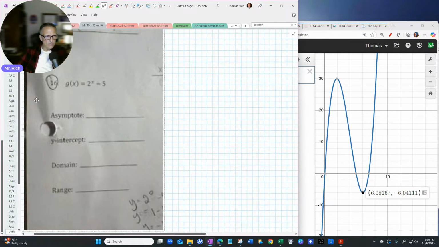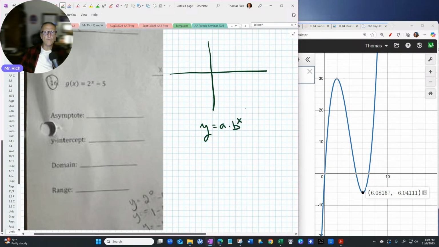That's the question. G of x is equal to 2 to the x minus 5. So this is an exponential function, and we want to know the asymptote, the y-intercept, the domain, and the range. Well, what we know about exponential functions, Olivia, is that y is equal to a times b to the x is kind of our general form for an exponential. So this one, though, has a vertical shift of minus 5. So they took a function 2 to the x and shifted it down by 5.